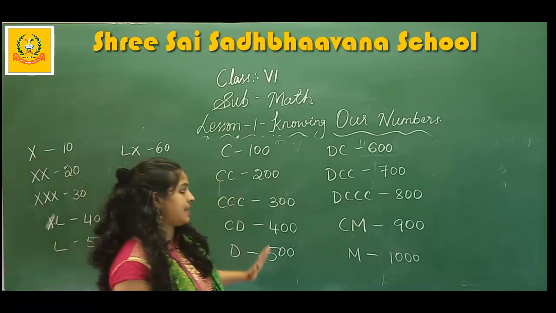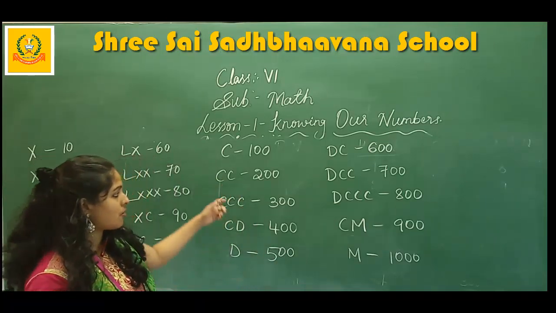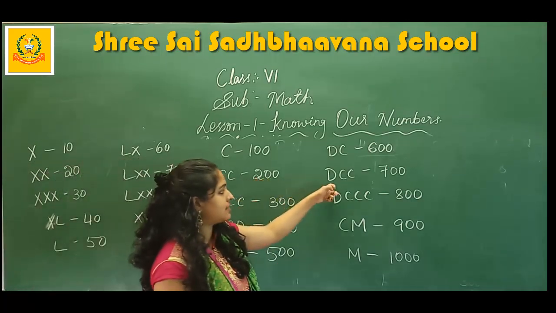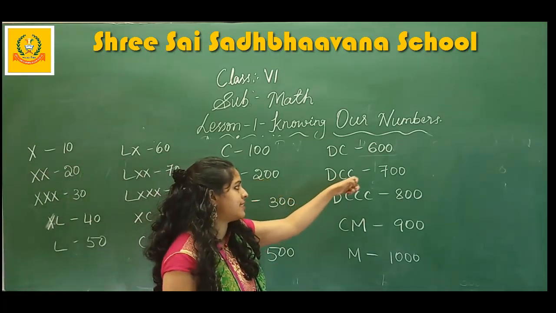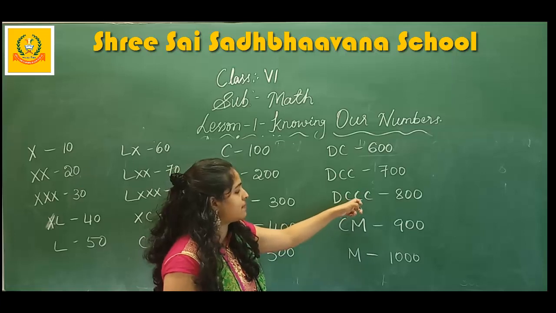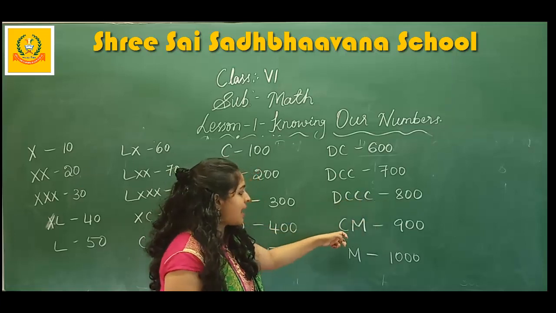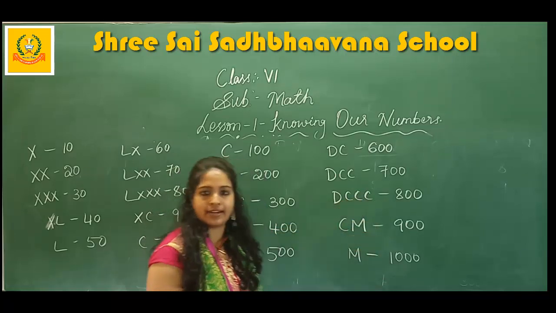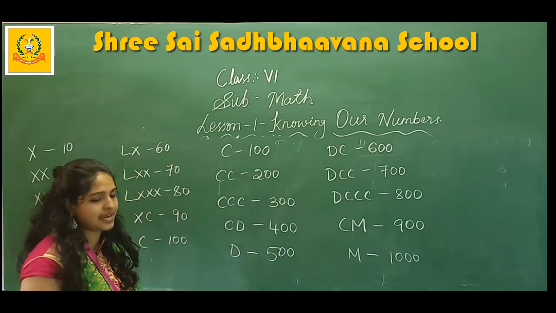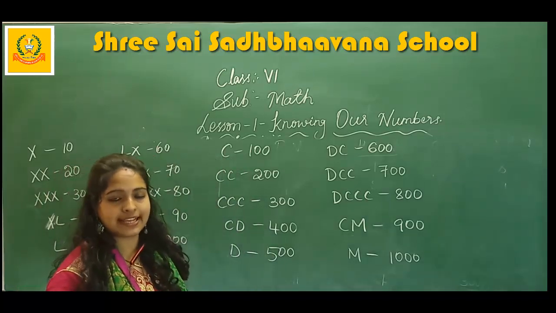This is the way we can write the 100s, 200s, 300s and so on. Understood now? We have to add the values: 500 plus 100 plus 100 is 700, 500 plus 100 plus 100 plus 100 is 800, and 1000 minus 100 is equal to 900. Understood now how to write? I hope you understood this. Thank you, children.